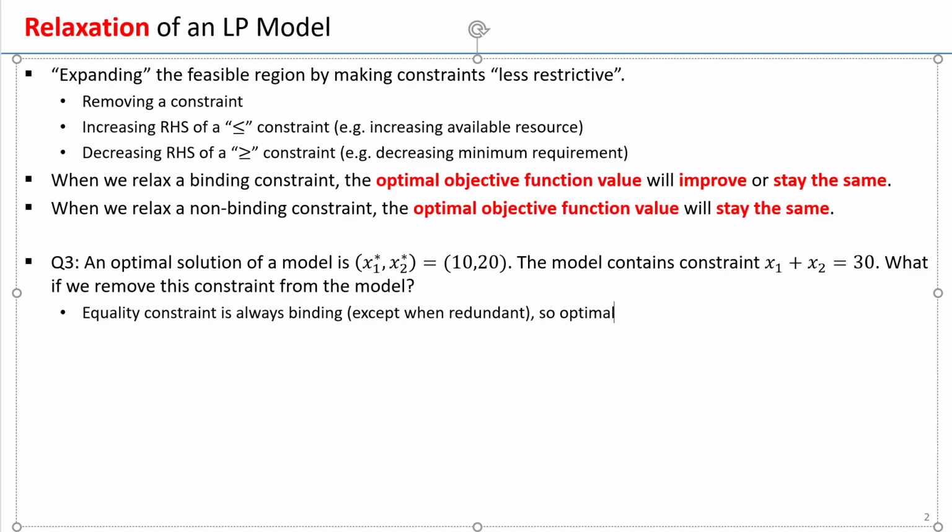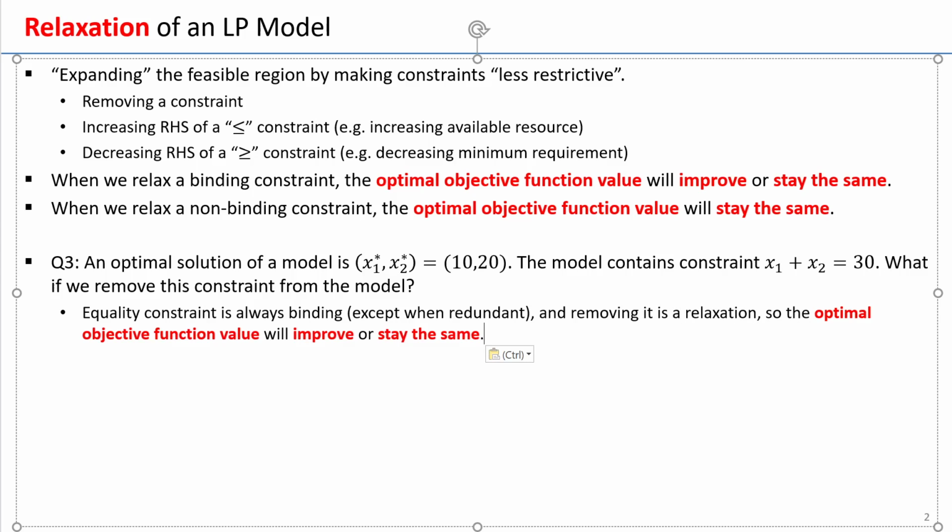So the optimal solution might, so this case applies, right? The optimal... And removing it is a relaxation. So the optimal solution will improve or stay the same, and the optimal objective function value will improve or stay the same, and the optimal solution might change, right?